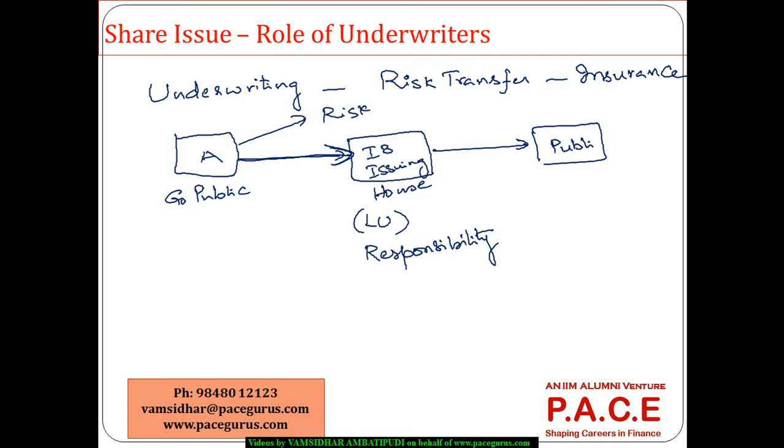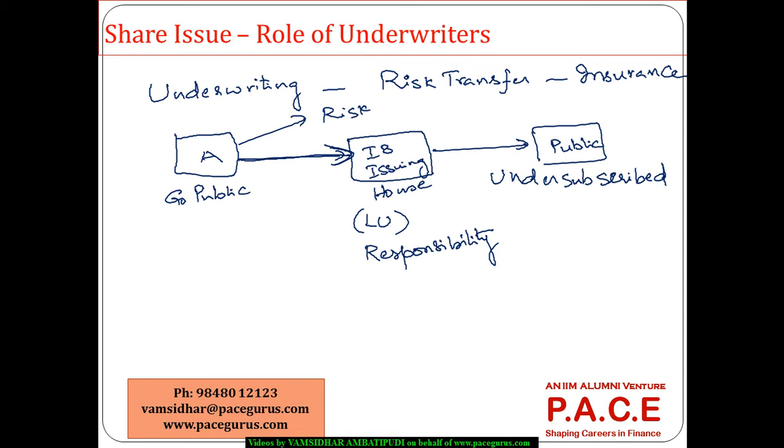Taking the shares to the public, it takes the responsibility, and in case any of the shares are not sold to the public, which is called the issue being undersubscribed, then the investment bank takes the responsibility of buying them, right? So that is one major role that comes in a typical process.